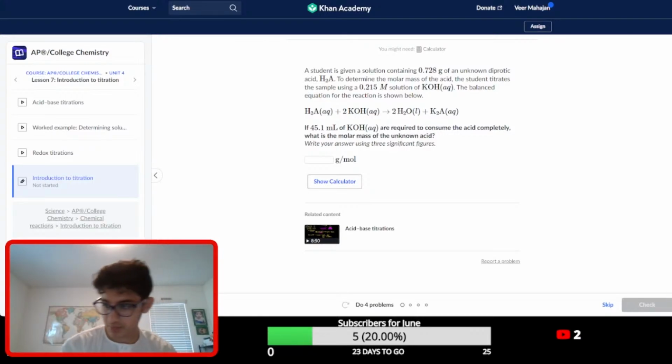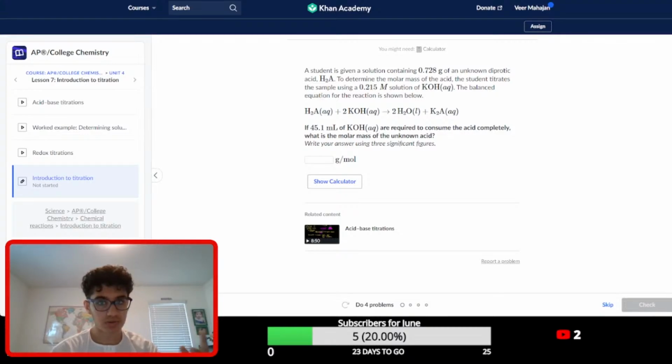Okay, so the number of moles of KOH is just going to be the product of the two, unless I did it wrong. So number of moles, that's 45 milliliters. Okay, yeah, that seems right actually. So 0.0451 times 0.215, that's the number of moles divided by 2. Now that's the number of moles you have, right?